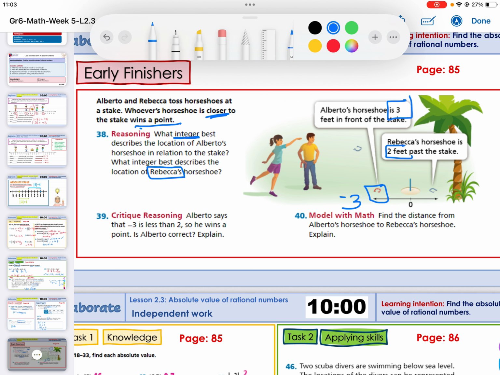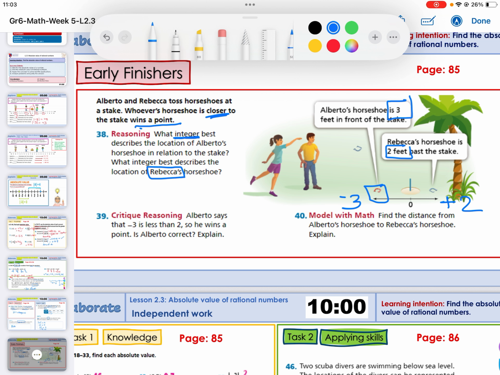And for Rebecca, she is 2 feet past the stake. So look at the number line, it's located to the right of it. So that will be +2. So that's it. When they're asking you about an integer, that means it's a whole number. It could be positive or it could be negative. Okay, guys? Let's move on.